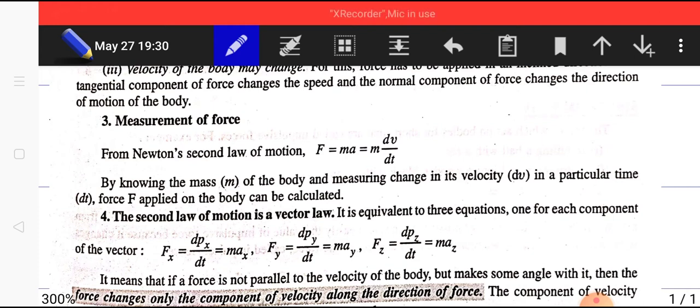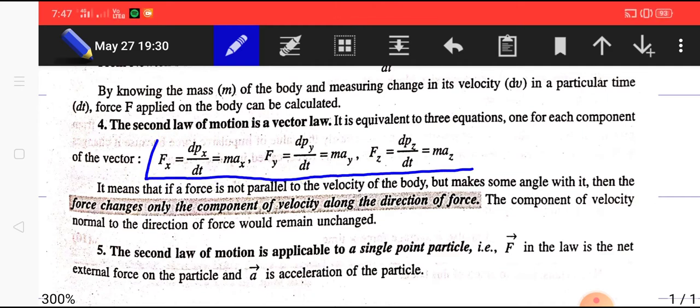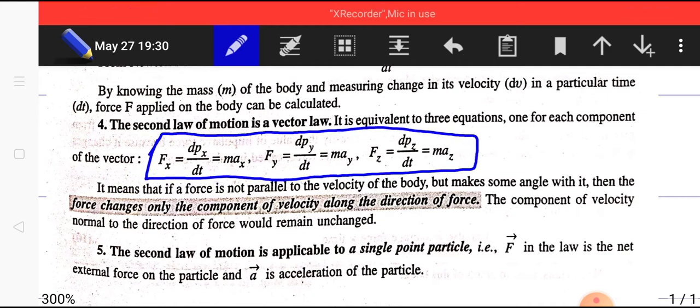Measurement of a force also follows from Newton's second law, as F is equal to ma. We can also measure it like m into dv by dt. Rate of change of velocity into mass gives us the force applied on body. Second law of motion is a vector law. We can apply this equation for different components, separate components Fx, Fy and Fz, for the components of momentum in x, y and z directions respectively.